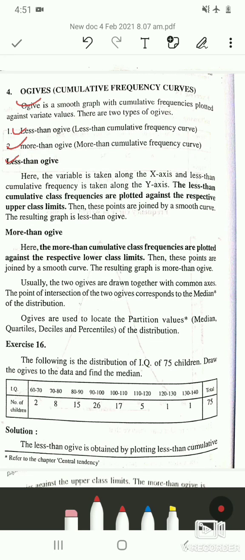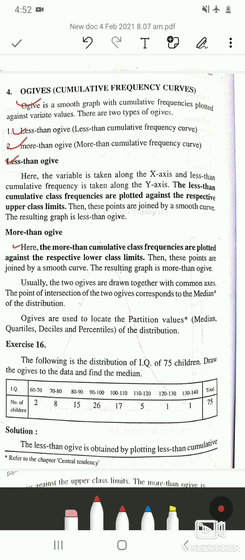The less than cumulative frequencies are plotted against the respective upper class limits. These points are joined by a smooth curve. The resulting graph is the less than ogive. So for the given class intervals, first we have to plot the less than cumulative frequencies, that is LCF, and these are plotted against the upper class limits. For given class intervals, we will have an upper limit and a lower limit. So for less than ogives, we take LCF and plot them against the upper class limits.